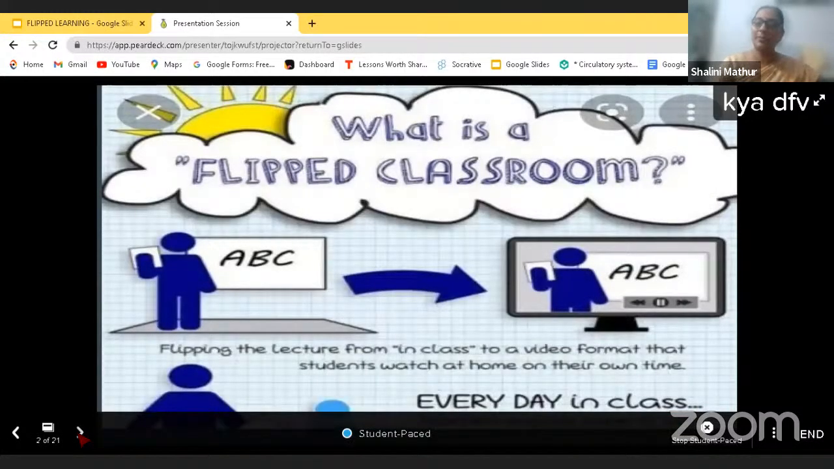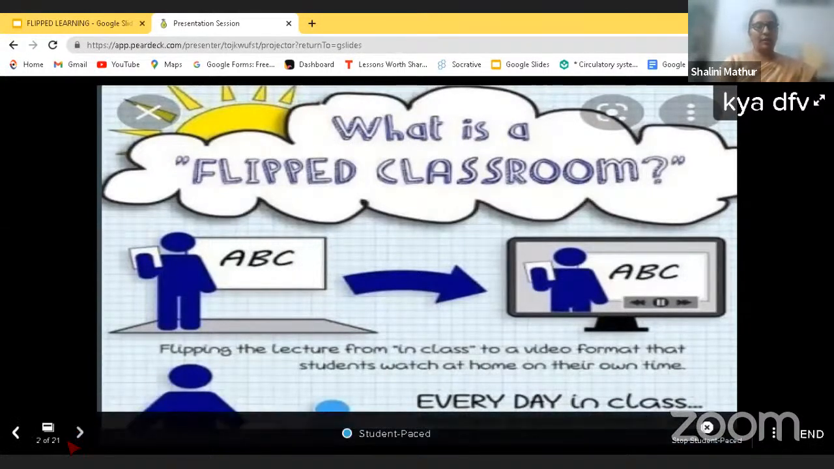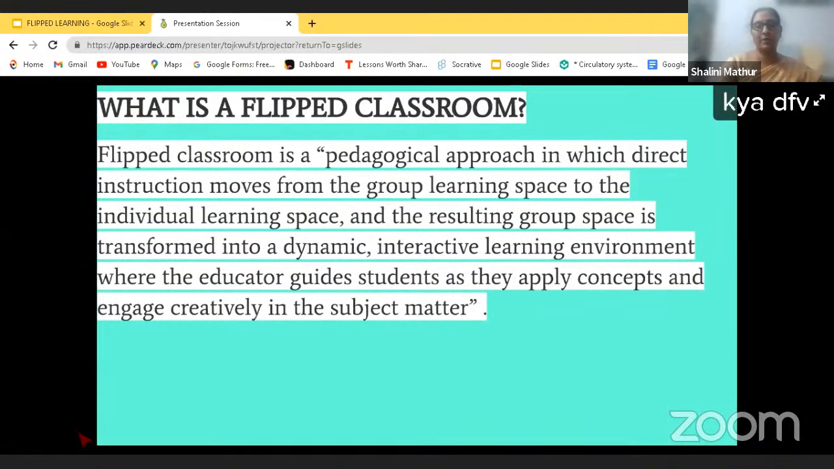So the first question that comes to our mind is, what is a flipped classroom? When I am saying the flipped classroom, what does it mean? Or we say, what is flipped learning actually? Flipped classroom is a pedagogical approach in which direct instruction moves from the group learning space to the individual learning space, and the resulting group space is transformed into a dynamic, interactive learning environment where the educators guide students as they apply concepts and engage creatively in the subject matter.